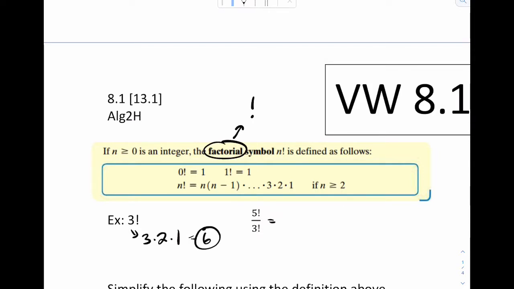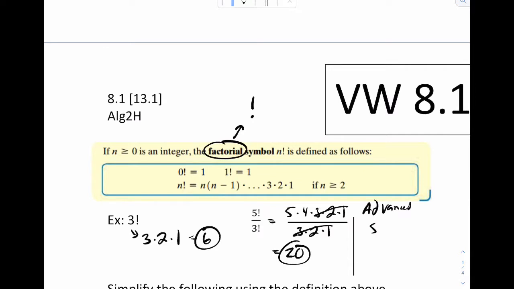So for this example, 5 factorial is 5 times 4 times 3 times 2 times 1. 3 factorial is 3 times 2 times 1. So if you're good at this, you can recognize that the 3, 2, and 1 don't matter, and you're left with 20. Now when you get more advanced, this is a little more advanced here, you can kind of break the numbers off. So it's 5 times 4 times 3 factorial over 3 factorial. Those cancel, you're left with 20.